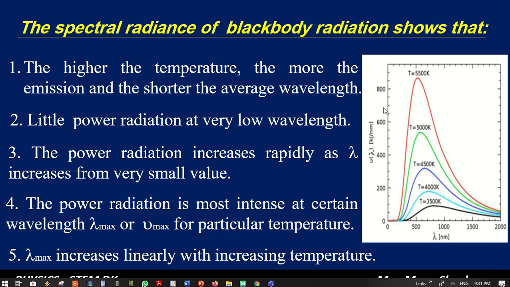Lambda maximum increases linearly with increasing temperature. Here is the point of lambda maximum for the first body. Here is the second, third, fourth, and fifth. It will be increased.